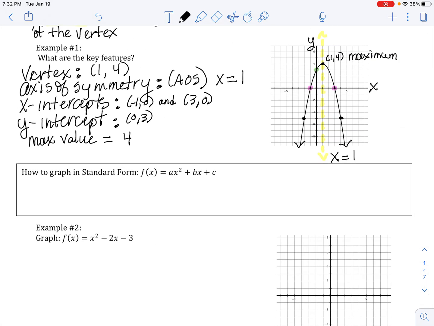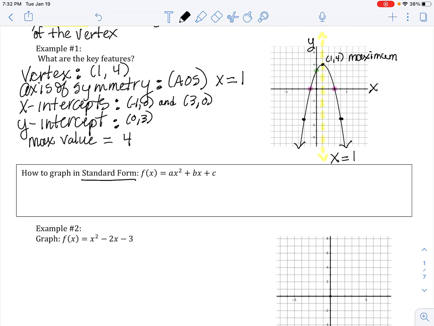All right, how do we graph the function when it isn't given to us? So notice in example 1, I gave you the graph of the parabola. So let's talk about graphing when it is in standard form. So standard form, f of x equals ax squared plus bx plus c. F of x is your function notation. We could also write it as y equals ax squared plus bx plus c. Well, to graph it in standard form, we need to find the vertex. So that's the first thing we're going to do. Find the vertex.